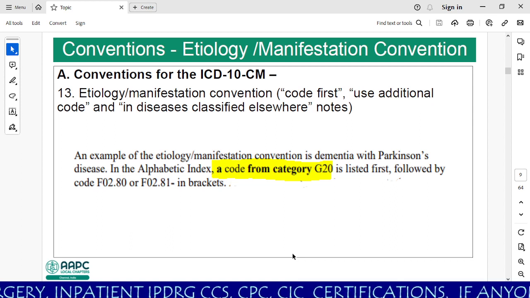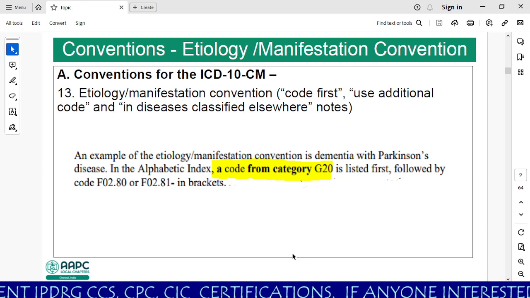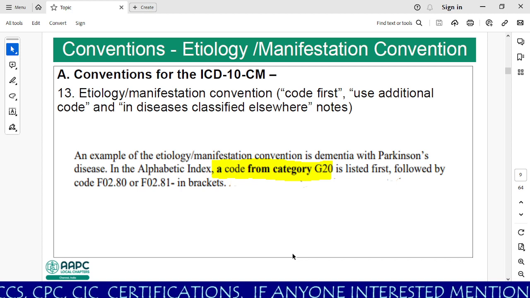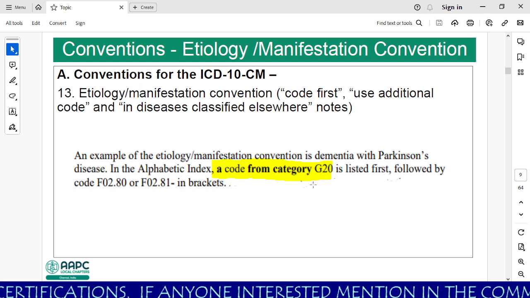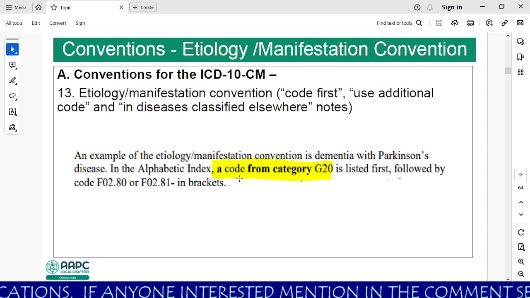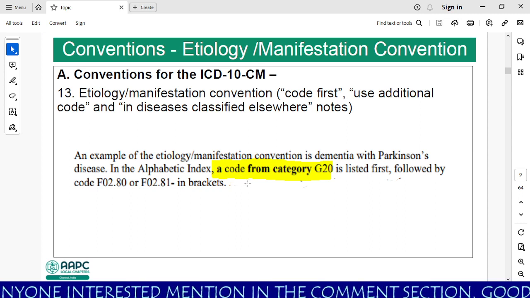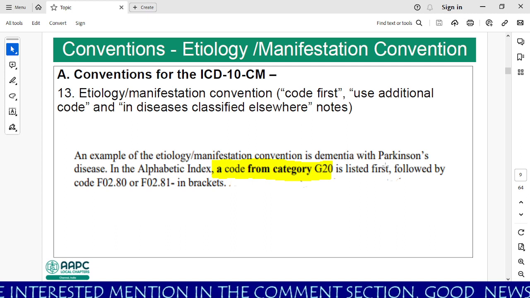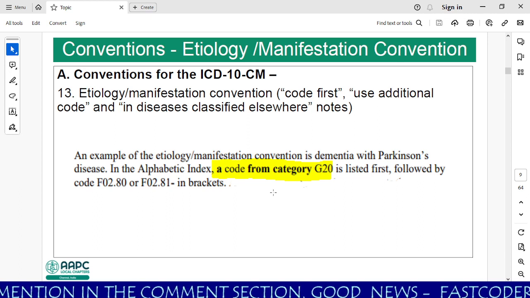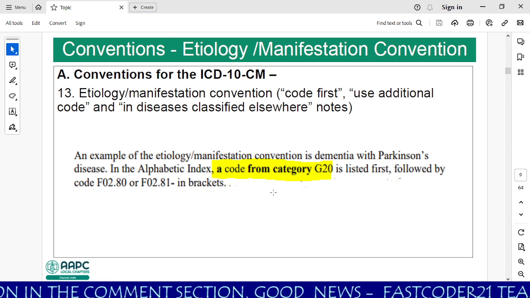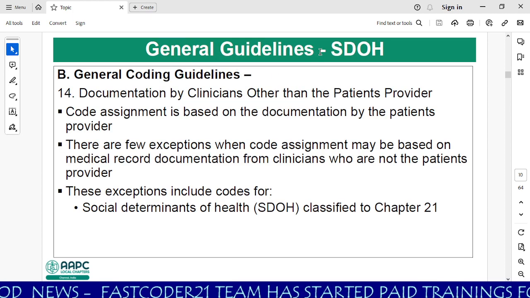So the first convention change is the etiology/manifestation convention, in the conventions for ICD-10-CM. Previously we did not have this "code first" note for category G20 in the ICD-10-CM guidelines. So they have added it now. Whenever we code Parkinson disease along with dementia, we need to code Parkinson disease first, then we need to code the dementia code like F02.80 or F02.81.